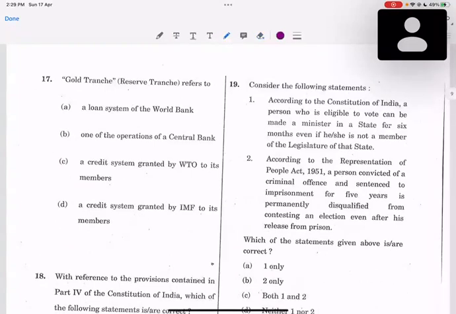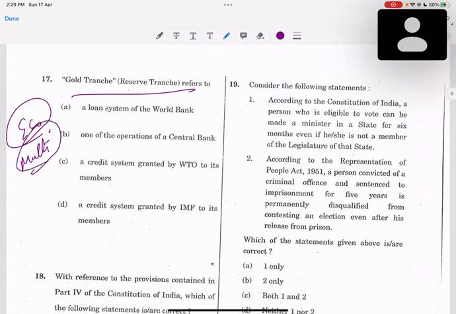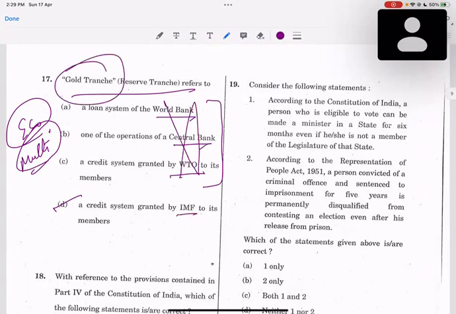All right. Okay. Gold tranche, which is also known as reverse tranche, refers to what? Simple question. Under economy, when we study multilateral topic, and especially WTO, IMF, and World Bank. So simple question, gold tranche, we know it is a credit system granted by IMF. Even if you just have read World Bank, Central Bank, WTO, we know this tranche word is associated with IMF. So even through that, we would have attempted this question.